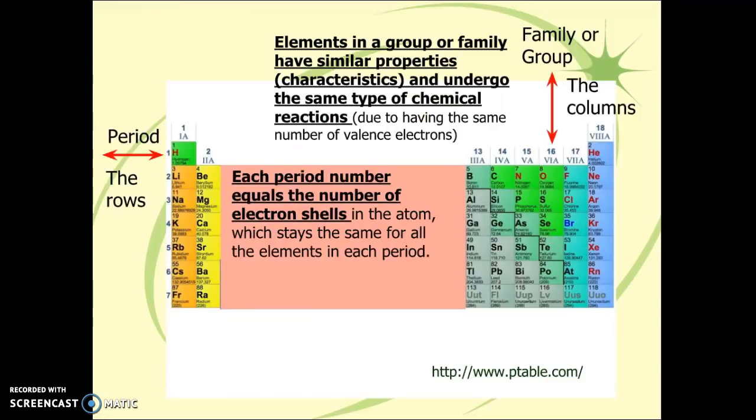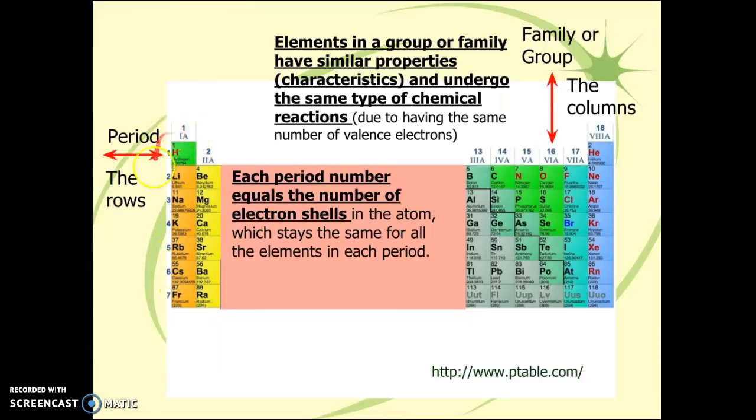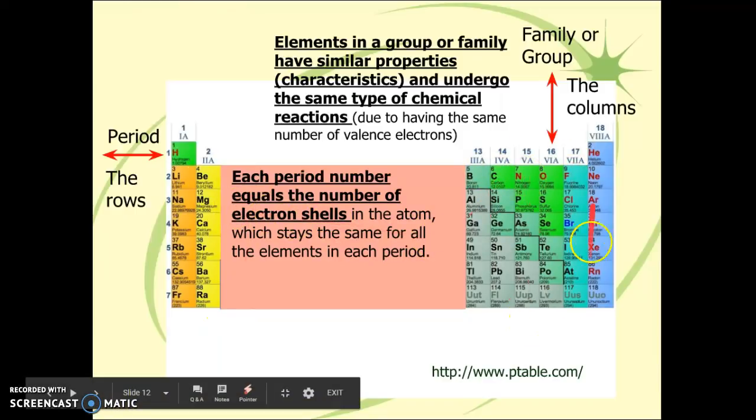Alright, so elements in a group or a family have similar properties and undergo the same type of chemical reactions. A group or a family are these columns that go down here, right? So everything in this first column would be considered a group, a family. And same as you go down the periodic table, these are groups, families.